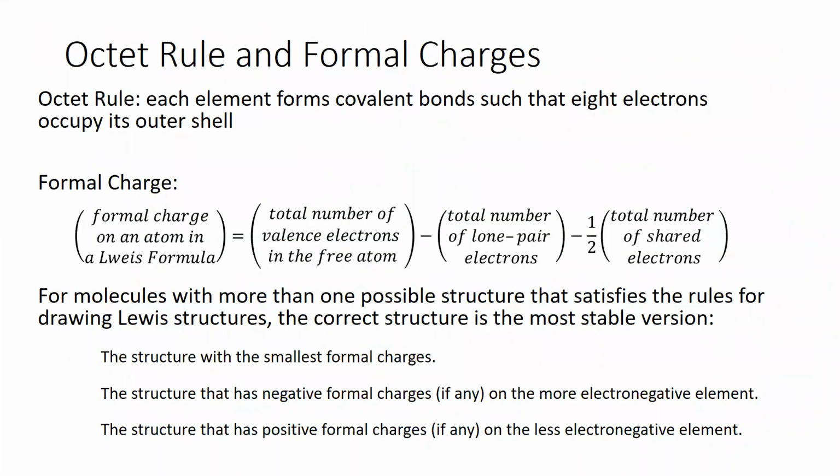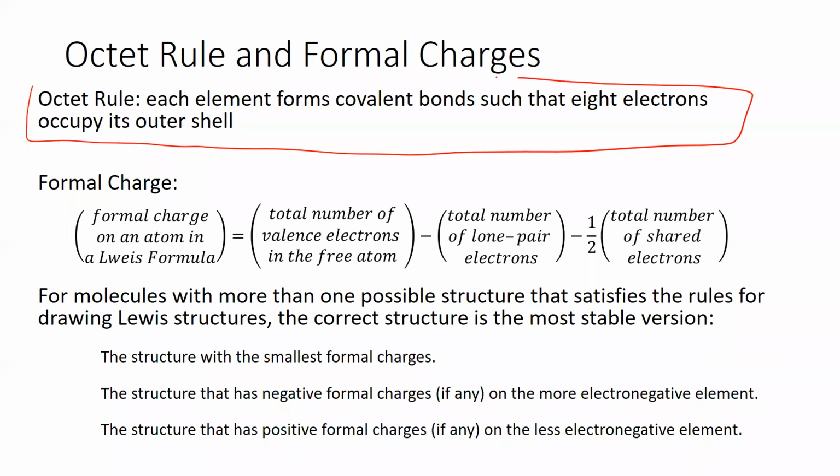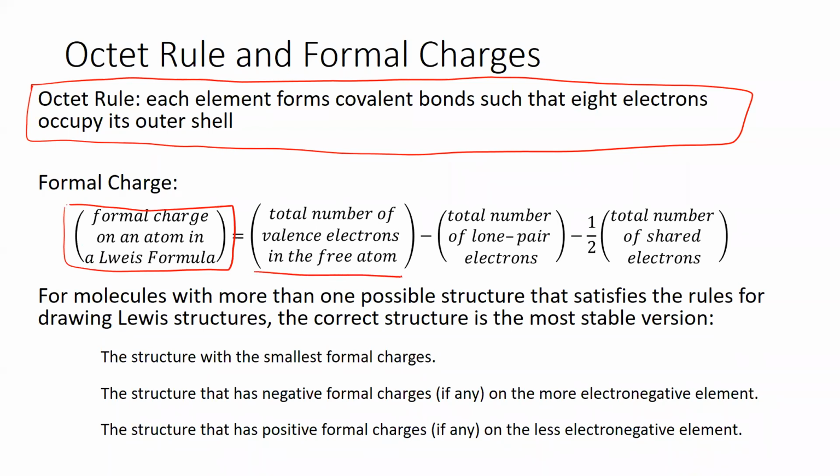Here we go. So I actually have some of those things that we just talked about over here. Each element forms covalent bonds such that 8 electrons occupy its outer shell or its valence shell. To calculate the formal charge, and of course there's a spelling error there, I'll go fix that later. The formal charge on an atom in a Lewis formula is equal to the total number of electrons in the free atom minus the number of lone pair electrons minus 1/2 of the total number of shared electrons, or another way to look at that is bonding electrons.